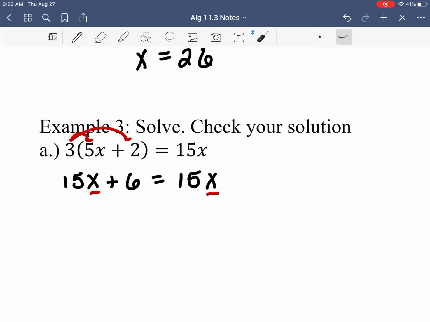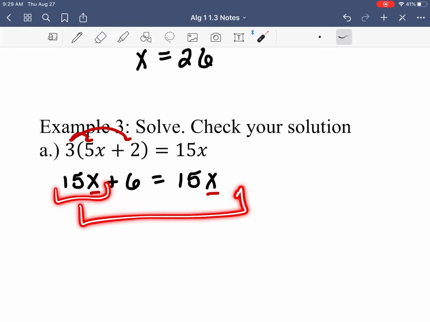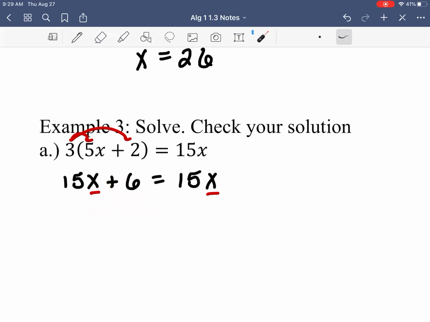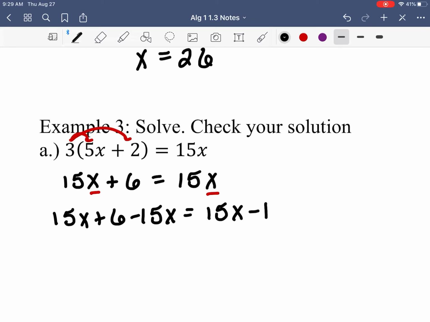So I've got an x here and an x here. So I'm going to take this 15x and I'm going to subtract it over to that side, just because this side has a constant, so I just want to get it away from that constant. So we'll have 15x plus 6 subtract 15x equals 15x subtract 15x. Okay, so now this 15x and this 15x, positive 15x minus 15x give me 0.